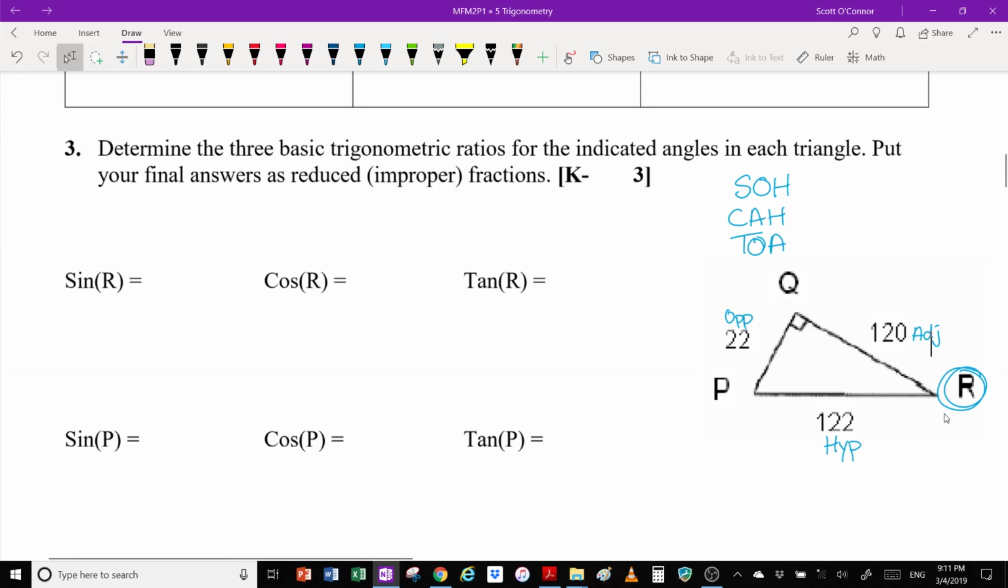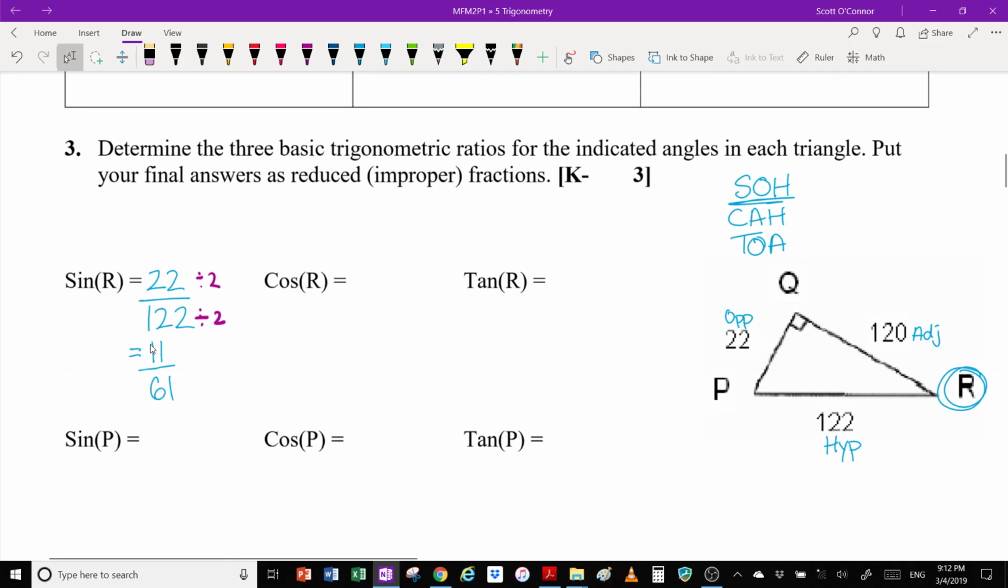So if I look here at r, and I know that sin is opposite over hypotenuse, so that means 22 is opposite over the hypotenuse, which is 122. If I reduce to lowest terms, I'm going to divide both the numerator and the denominator by 2. And that's going to give me 11 over 61. And I chose 2 because it's the greatest common factor for 22 and 122. So that handles sin r.